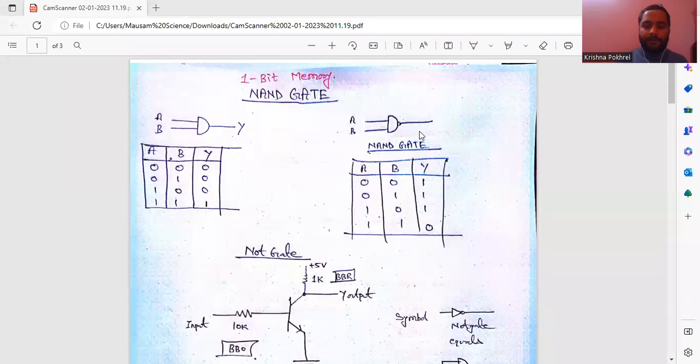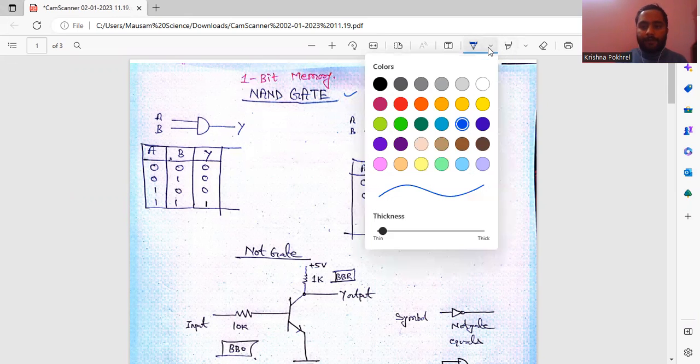Before starting our practical, we need to have a little bit of knowledge about 1-bit memory. What type of memory is called 1-bit memory? But before that, we will learn about the NAND gate. What type of gate is known as a NAND gate?